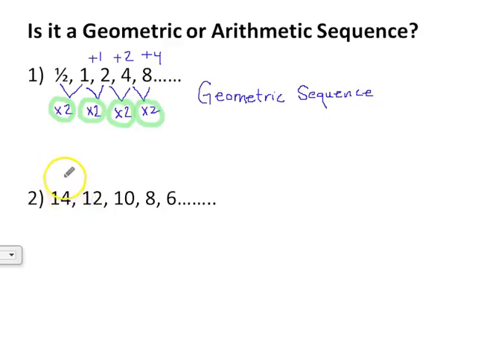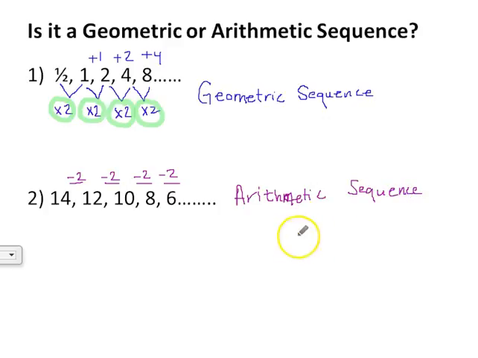So when we go from 14 to 12, we decrease by 2. When we go from 12 to 10, we decrease by 2. When we go from 10 to 8, we're decreasing by 2, and 8 to 6 also by 2. So since we're decreasing by the same amount every time, what type of sequence would this be? It would be an arithmetic sequence.